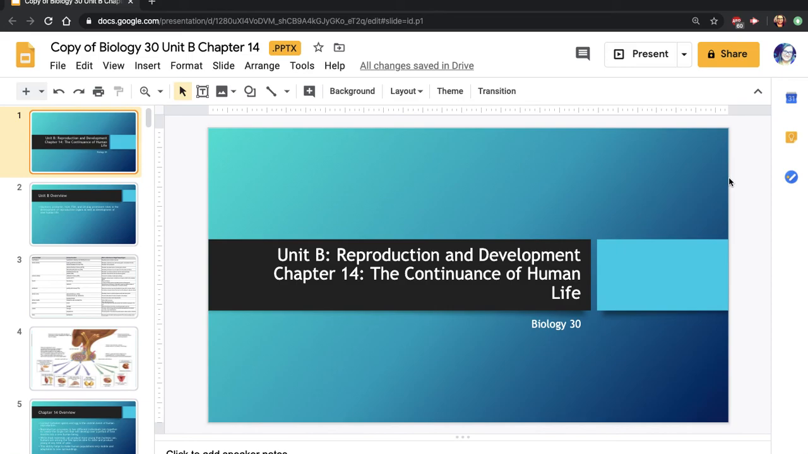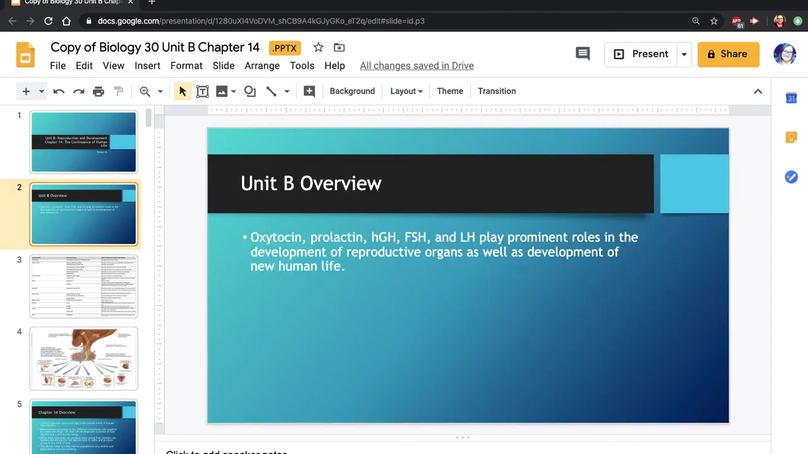All right, so this is the first part of Unit B on reproduction and development. So, Chapter 14, it coincides with the booklets that you guys got. It's on the continuance of human life. So, this part is all about reproduction. The overview for this unit says oxytocin, prolactin, HGH, FSH, and LH play prominent roles in the development of reproductive organs as well as development of new human life.